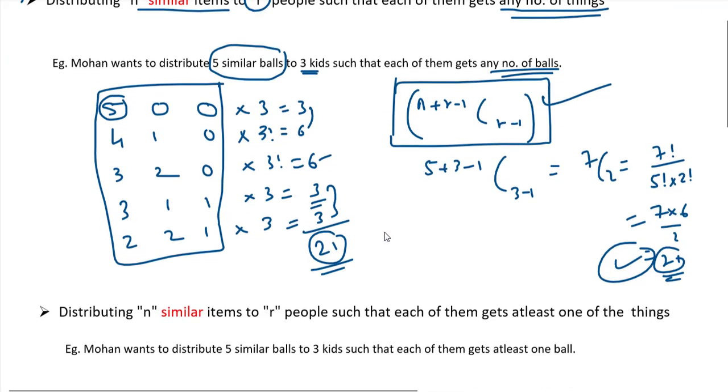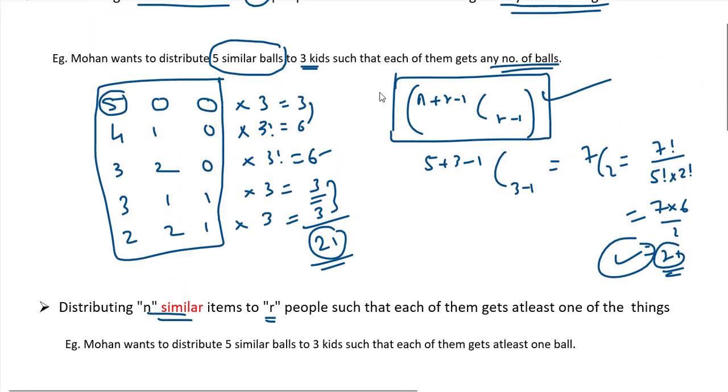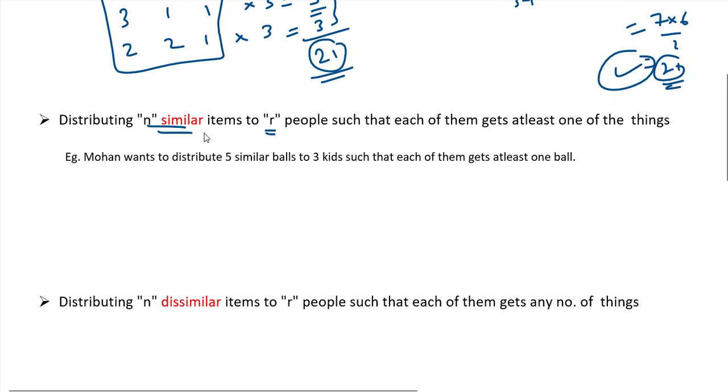Let us see now the second condition. Distributing n similar items to r people such that each of them gets at least one of the things. So in this case, n items are to be distributed to r people such that each of them should get at least one thing. In the previous case, it was possible that one or two of them could get zero things. But in this case, each of them should get at least one thing. So this can be found out by using the formula (n minus 1) C (r minus 1).